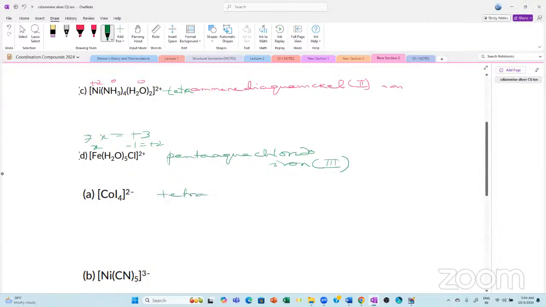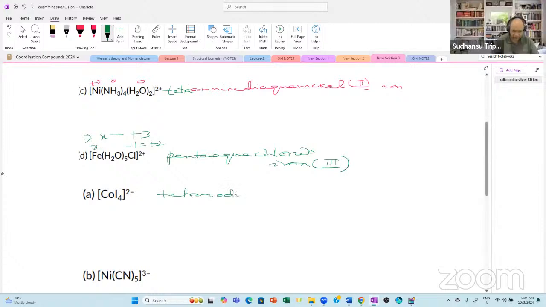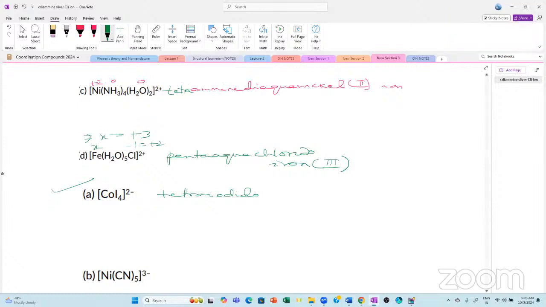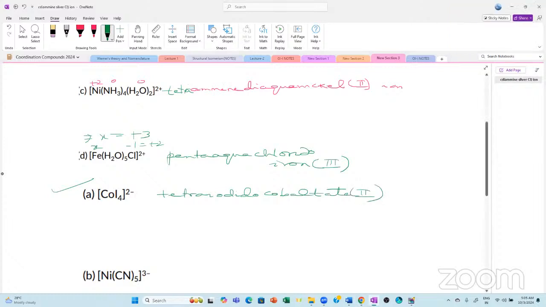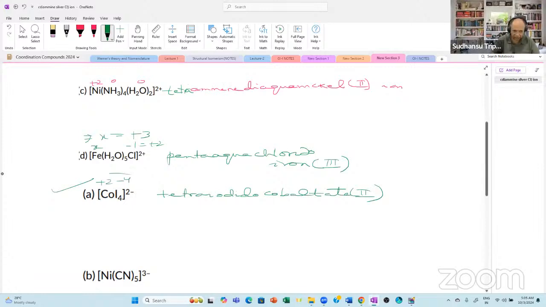Tetraiodido or tetraiodo cobalt 2 ion. Now we start the complex ion being a negative ion, an anionic complex. So ate will come. Tell me what will be the name? Tetraiodido cobaltate 2 ion. Because this is +2, this is -4. Therefore, the net charge is 2 minus.